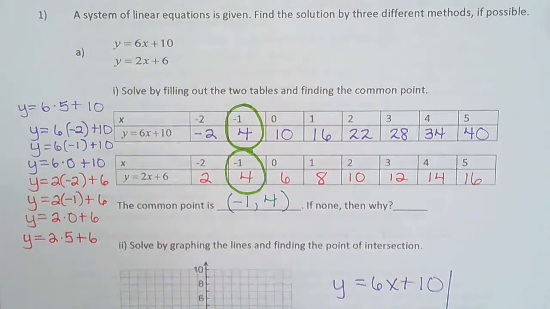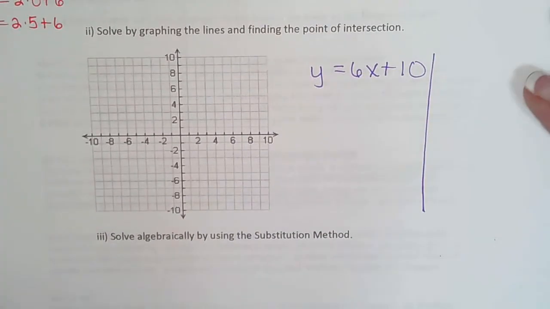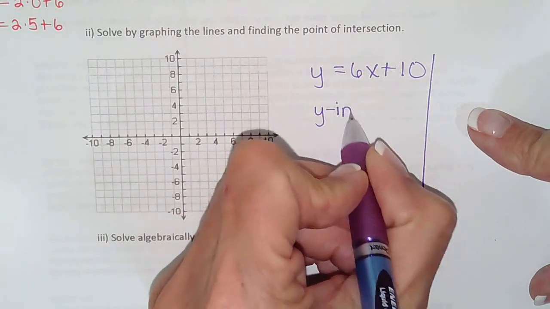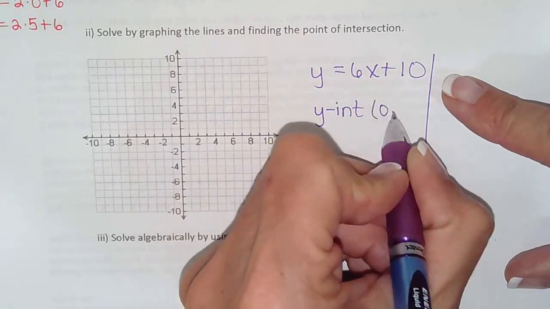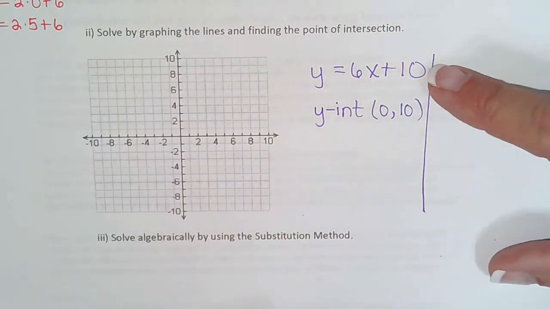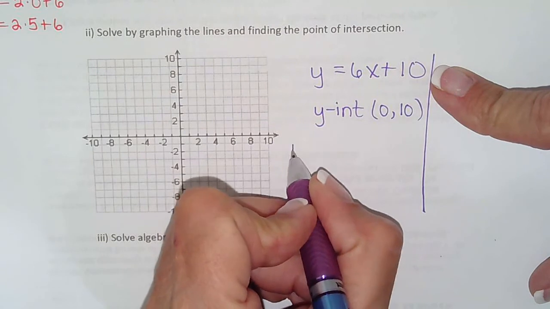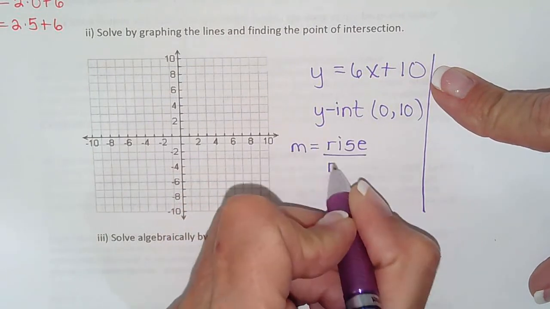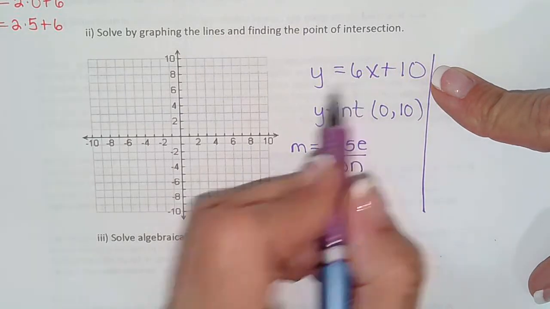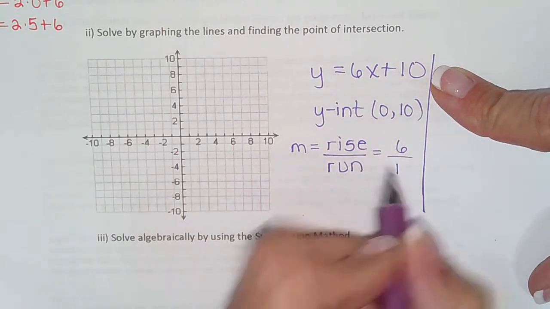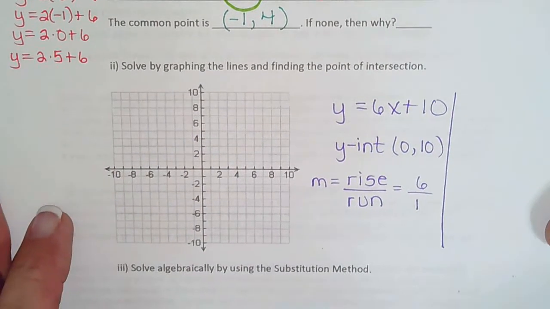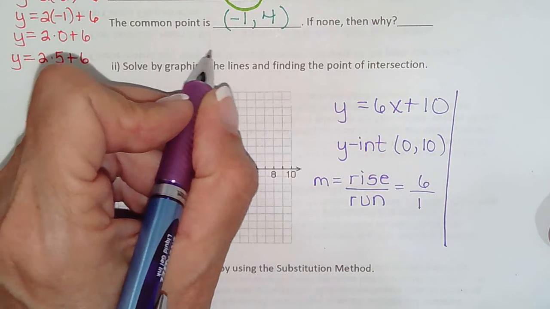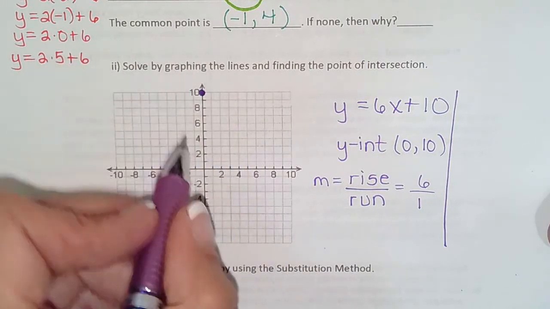So remember, whenever we're graphing, we first want to label the y-intercept, which in this case is 0, 10, because it's always a number out here. And then we want to do the slope, which is rise over run. And because that's a whole number in front of x, we want to make it 6 over 1. So when we plot 0, 10, we go, oh, rise 6, run 1. Well, I can't do that. I'm going to be off the graph.